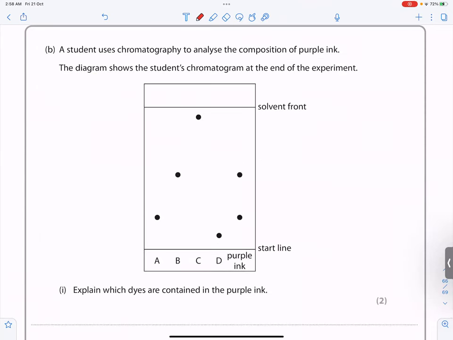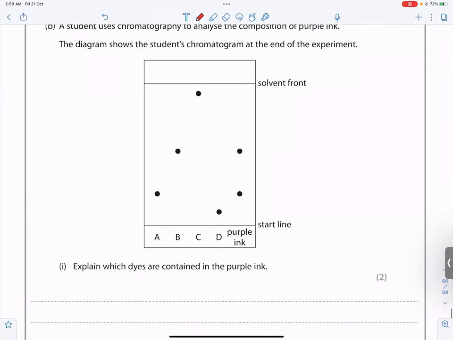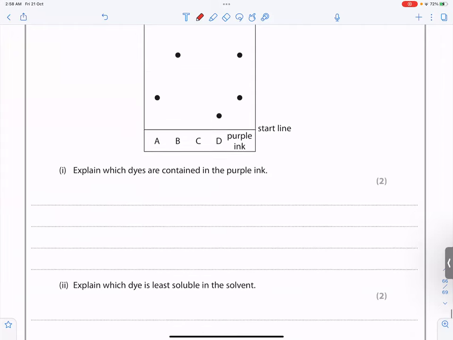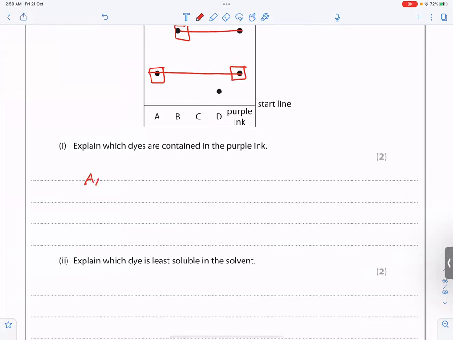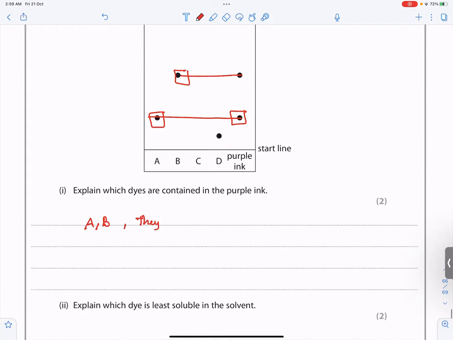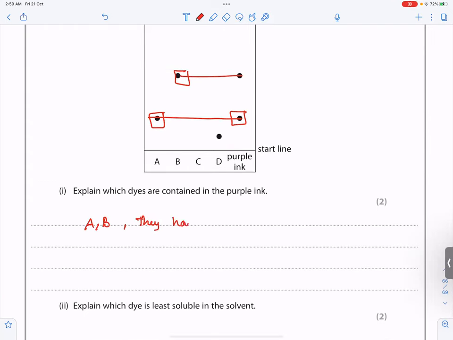A student used chromatography to analyze the composition of purple ink. The diagram showed the student chromatogram at the end of the experiment. Explain which dyes are contained in the purple ink. طبعا الدايز اللي موجوده في purple ink هي السبوت A موجوده هنا في purple وال B. يبقى هنا A وال B. ليه؟ عشان they have spots at the same height as the spots in the purple ink.